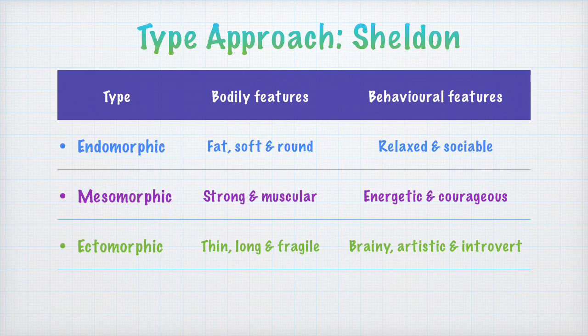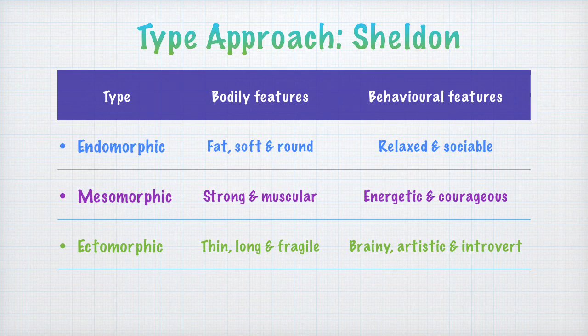The first type is endomorphic. Endomorphic people or endomorphic type is characterized by a bodily structure which is fat, soft and round. And the behavioral characteristics which endomorphic people show are that they are relaxed and sociable. So endomorphs are fat, soft and round bodied people and they are generally relaxed and sociable when it comes to their psychological characteristics or behavior.